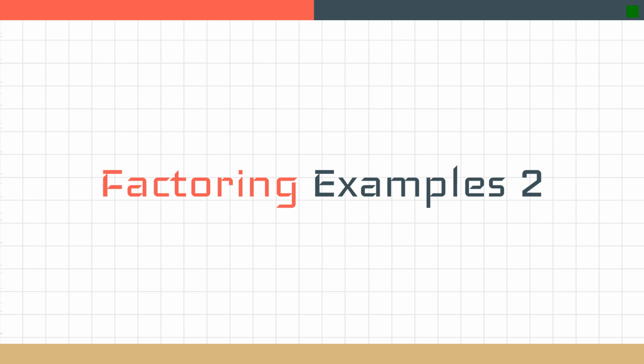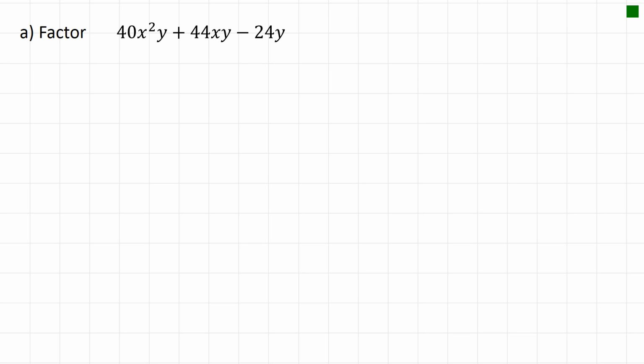Let's do the second set of factoring examples here. Again, this is going to be another set where we don't know what type of factoring we're going to have to use until we encounter the problem. So we have this trinomial.